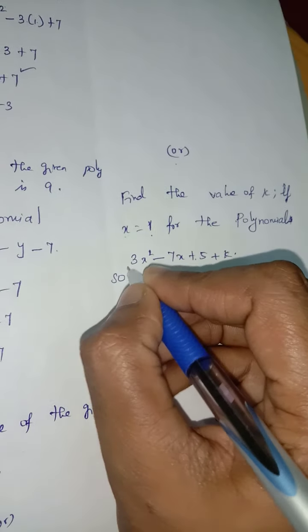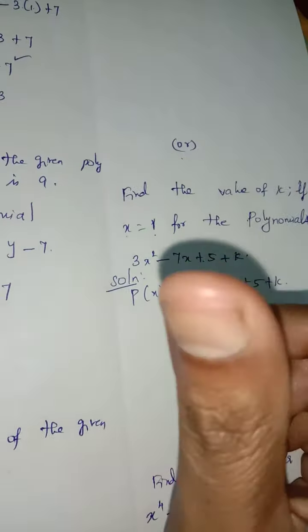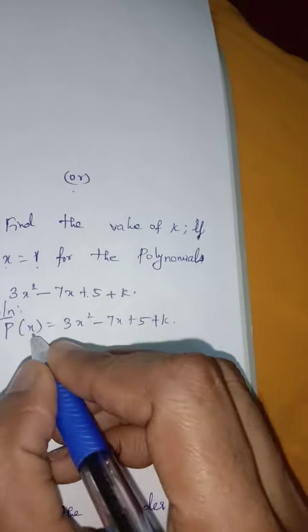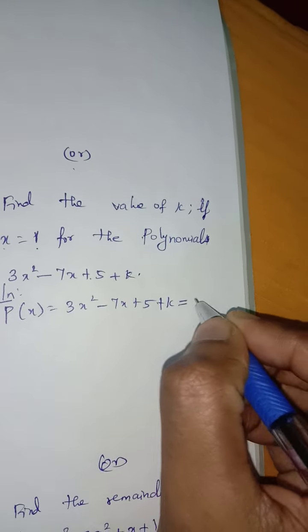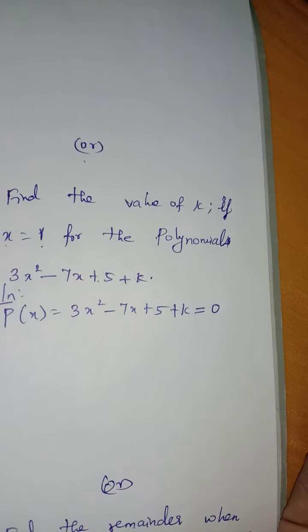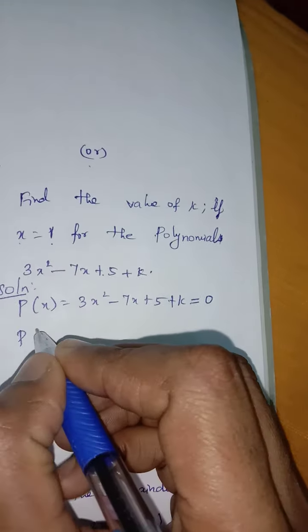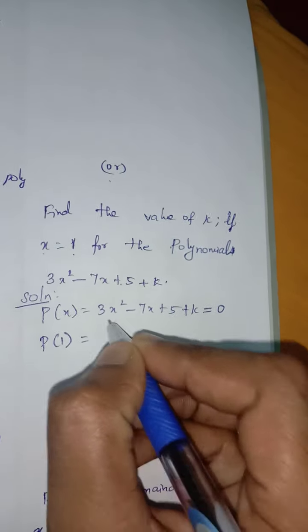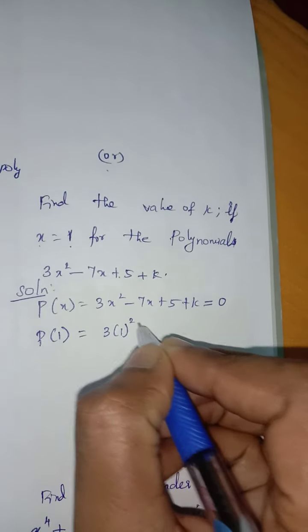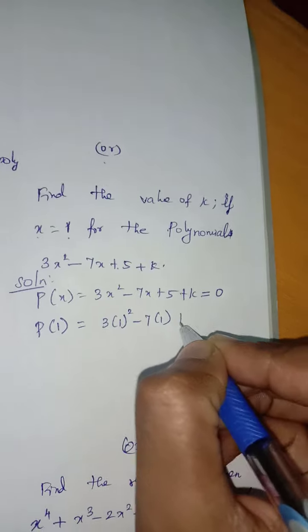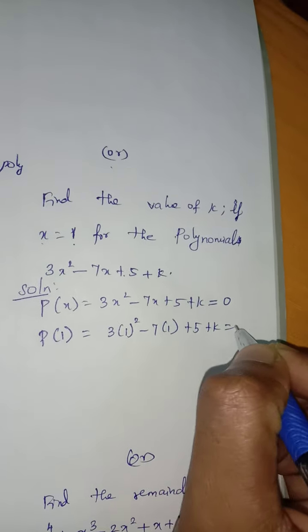If they ask us to find the value of k, only one thing we want to add, that is, write the polynomial and put it equal to 0. That's all. Only this we want to add. And as usual, instead of x, we substitute 1, which means 3 into 1 square minus 7 into 1 plus 5 plus k is equal to 0.